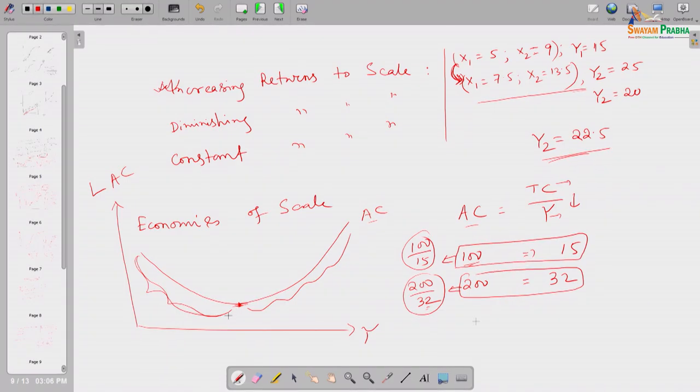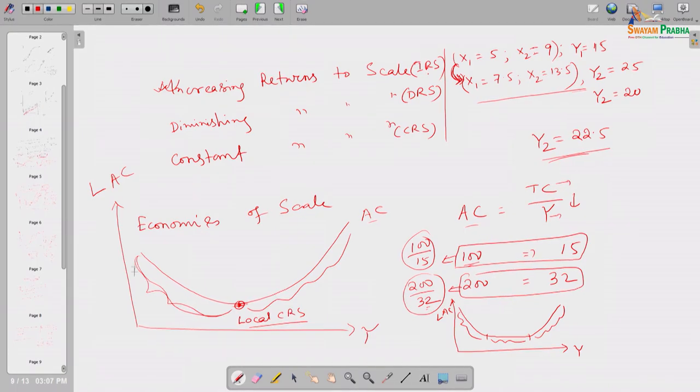Sometimes you can have a long run average cost curve of this kind, which has a flat region which is horizontal. You are measuring output here and long run average cost on the vertical axis. So, in this segment increasing returns to scale is operating. In this segment diminishing returns to scale is operating, and in this segment constant returns to scale is operating. When constant returns to scale is applicable at only one point, it is called local constant returns to scale, sometimes called CRS. This is called DRS, diminishing returns to scale, and this is called IRS, increasing returns to scale. So, at this point it is called local CRS, only a small point where CRS is applicable.